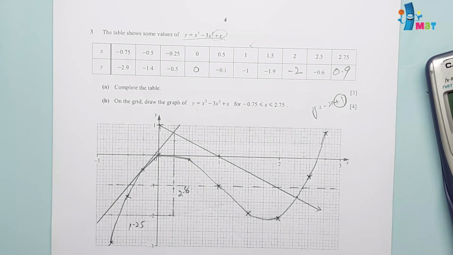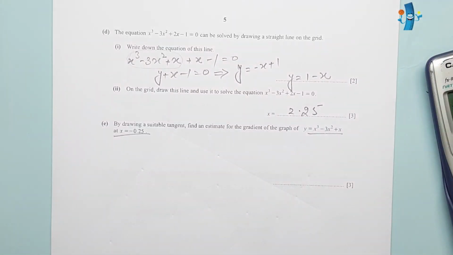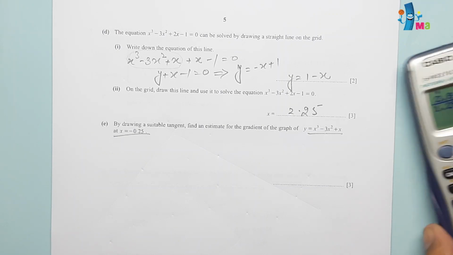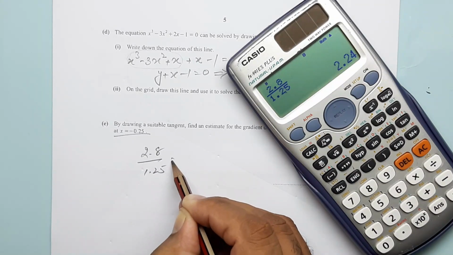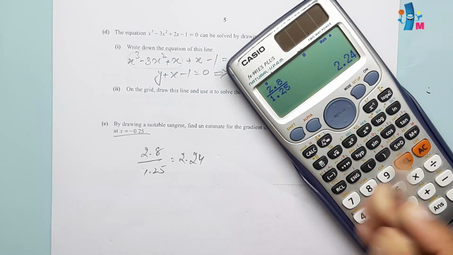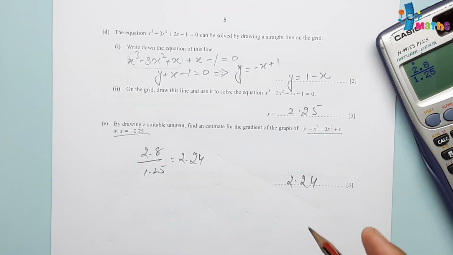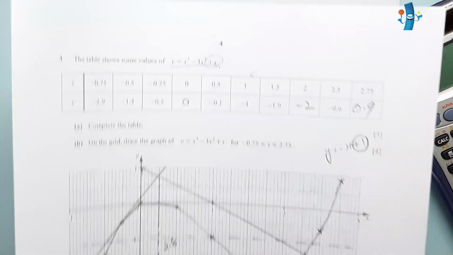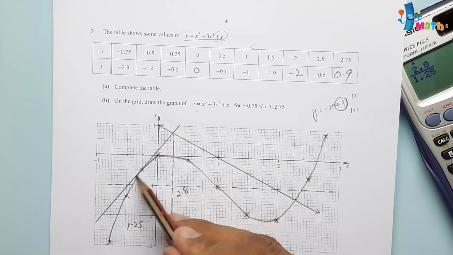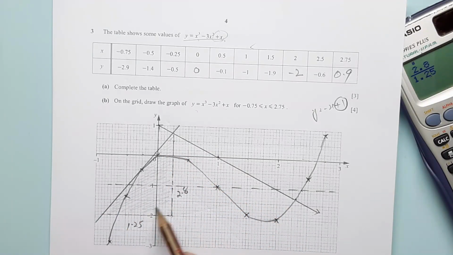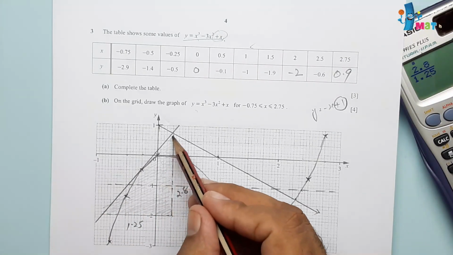2.24 will be the gradient of this line. If you want to copy the working, this will be 2.8 divided by 1.25, which equals 2.24, and this is the gradient, 2.24. So for this question you will have to show this working, as well as the triangle which I have shown over here. If you want, I will shade it for your understanding. This is the triangle which I have used to find the gradient of this line.